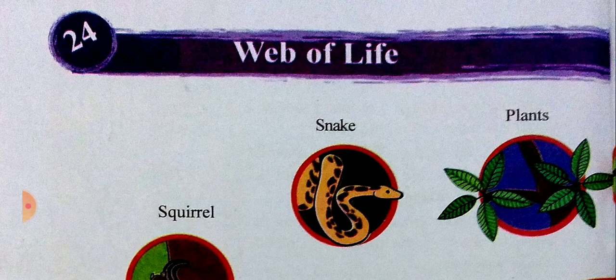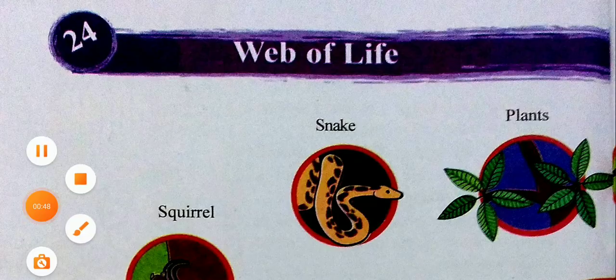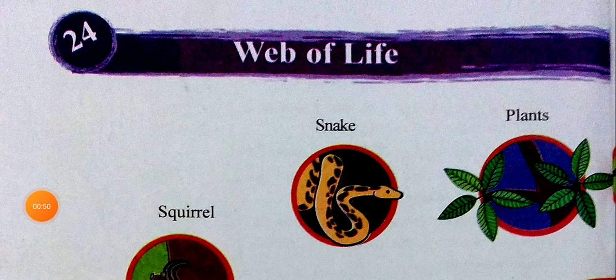So that means, students, on the earth everything is connected with each other. Animals, plants, birds, even the sky, moon, planet, human beings, everything is connected with each other. In this chapter, we are going to learn about it. Web of life. Jeevan ka jal.